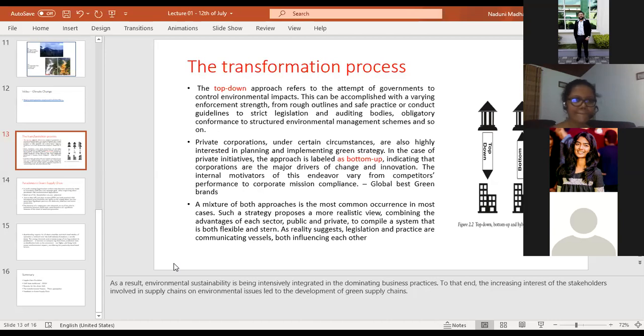Next, we have talked about how the traditional supply chain was coming to green supply chain. And we discussed how different organizations have implemented green strategies like minimizing scraps in a proper way, minimizing paperwork. And we talked about the top-down approach, bottom-up, and mixed approach. Yes, the mixed approach is also called the hybrid approach. Very good. Okay, let's move on.